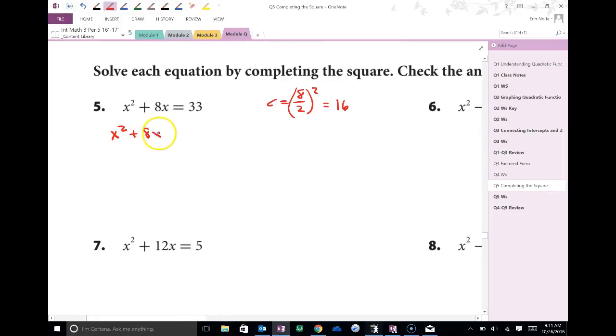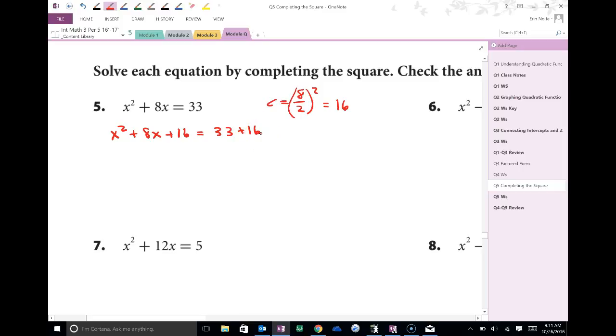So my left-hand side is a perfect factor. But if I'm solving an equation and I add 16 to one side, what do I got to do to the other side? I got to balance it, right? Okay, so I have to add 16 to both sides.